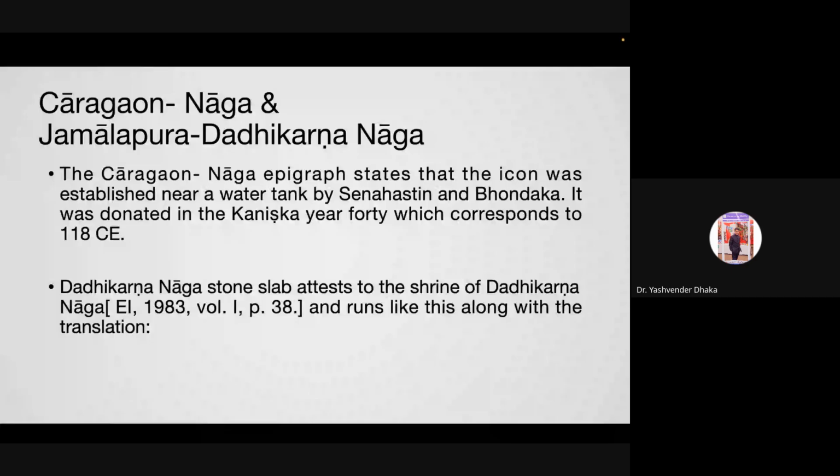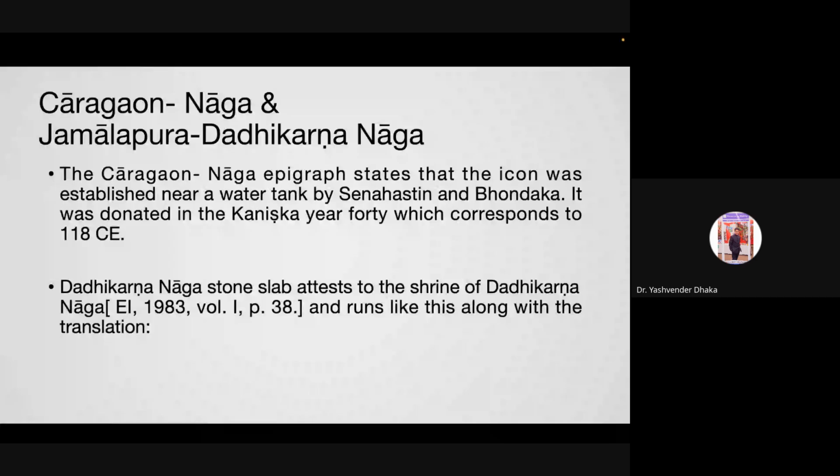Now we come to the Chargaon Naga and Jamalpur Dadikaran Naga. As we see from our site, Mathura, Yaksha Yakshi and Naga Nagi worship were important local cults. So we have 2 more, Chargaon Nag and Jamalpur Dadikaran Nag. In Chargaon Nag, the epigraph states that the icon was established near a water tank. As we have seen, water bodies are an important part of religious structures. The water tank was established by Sena Hastin and Bhondak. It was donated in Kanishka year 40, which comes to 118 of the Christian era.